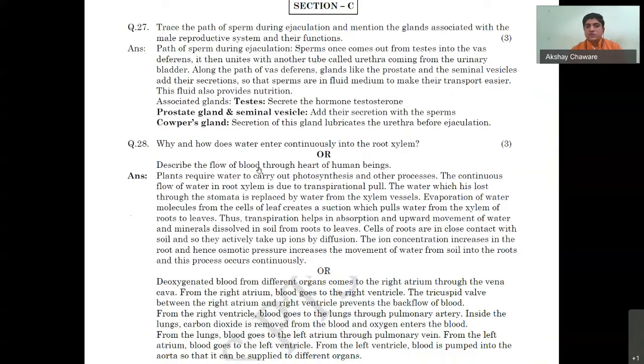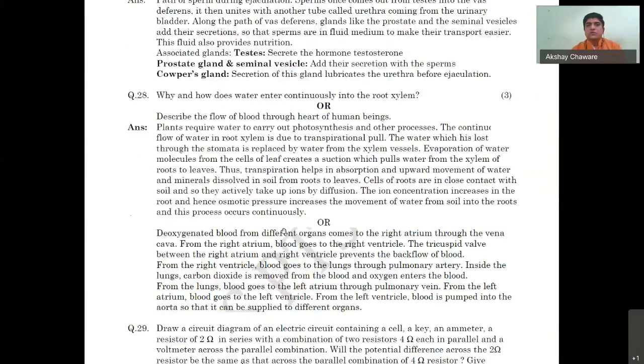Second question, describe the flow of blood through the heart of human beings. So you have to explain the flow of blood only. Many students have explained the structure of the heart, and that is not required. So marks will be given for the flow of blood only.